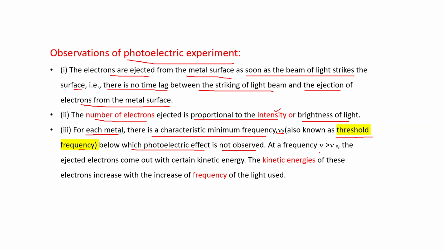At a frequency nu greater than nu zero, the ejected electrons come out with certain kinetic energy. It means if the frequency of the striking beam of light is greater than threshold frequency, then this extra energy imparts kinetic energy to the electron. The kinetic energies of these electrons increase with the increase of frequency of the light used.